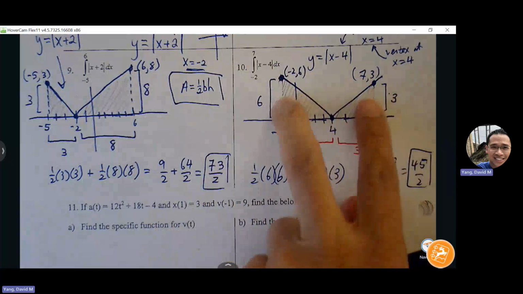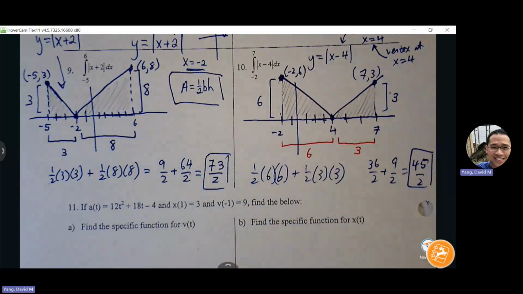We couldn't do this with other problems because other problems have curves in them, and the curves are not nice geometric shapes. But these are nice diagonal lines that will always create these geometric triangles for us. Your bounds are your x coordinates. That's right, your bounds are x coordinates. That would always be the case. Okay, are we good with these?